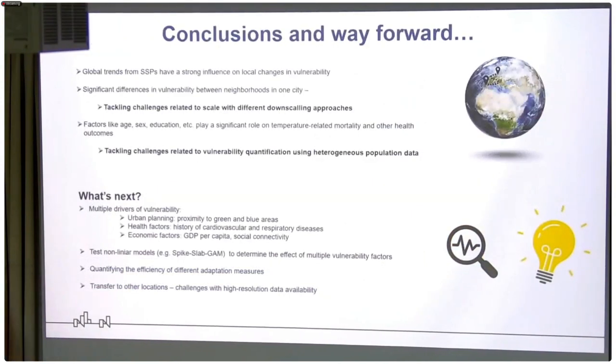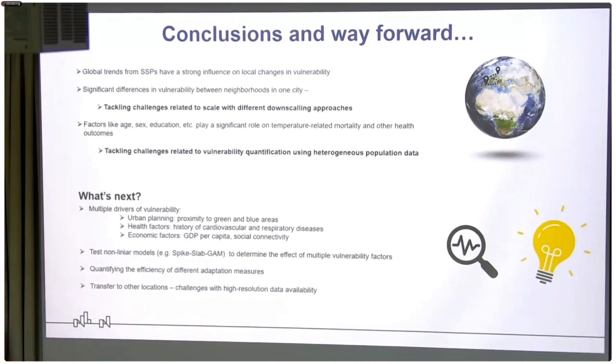But so far, we can see that the scenarios and global trends within scenarios have a very strong influence at the very local level. There are significant differences in vulnerabilities between the neighborhoods in one city, and factors like age, sex, and education do play a significant role in temperature-related risks. But from now on, we want to include other vulnerability factors, such as proximity to green and blue spaces.